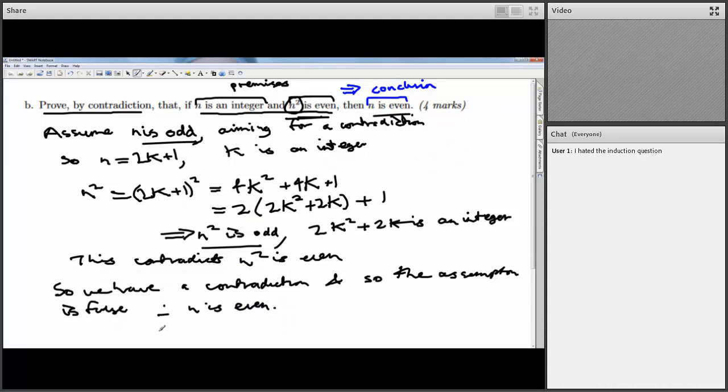So the sort of thing I'm looking for is the structure. So the structure is assuming the conclusion's false, aiming for a contradiction, getting that contradiction. So a bunch of steps, getting a contradiction, and a conclusion at the end. That's the basic structure I'm looking for in a proof by contradiction. Now, you could have proved this using a contrapositive idea as well.